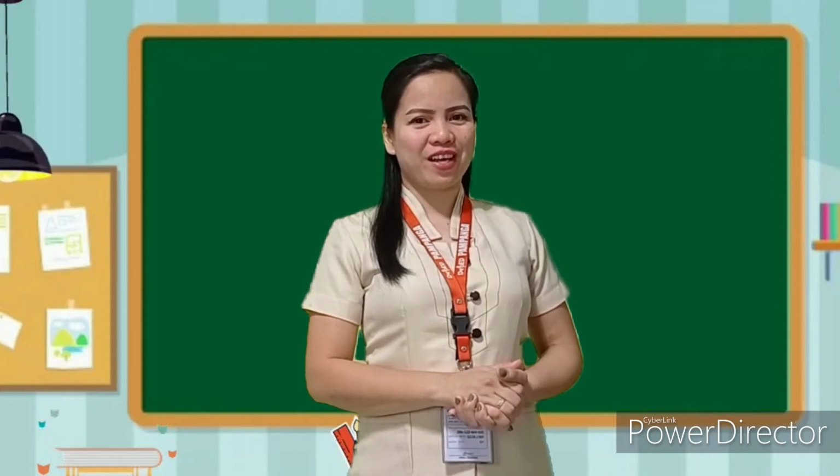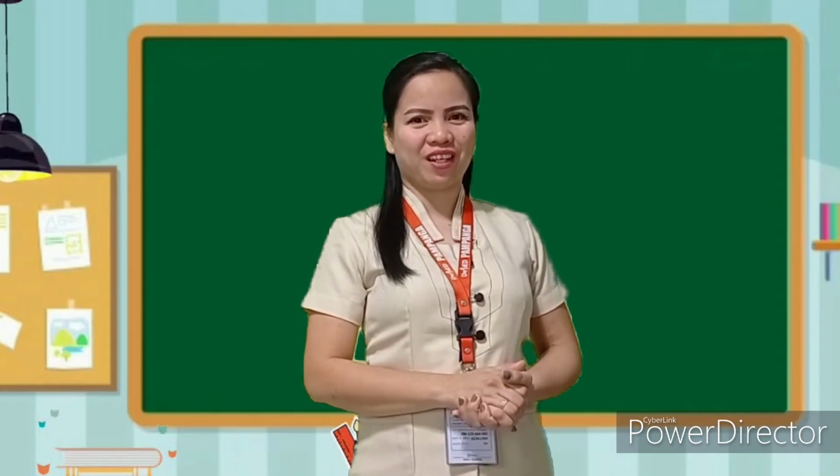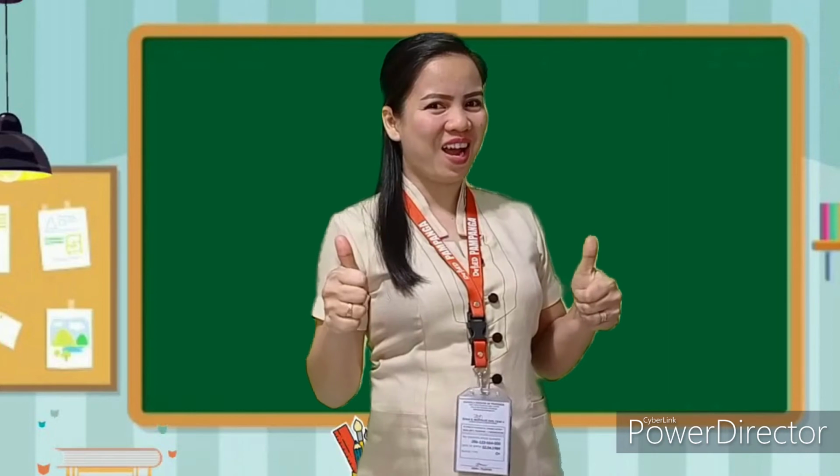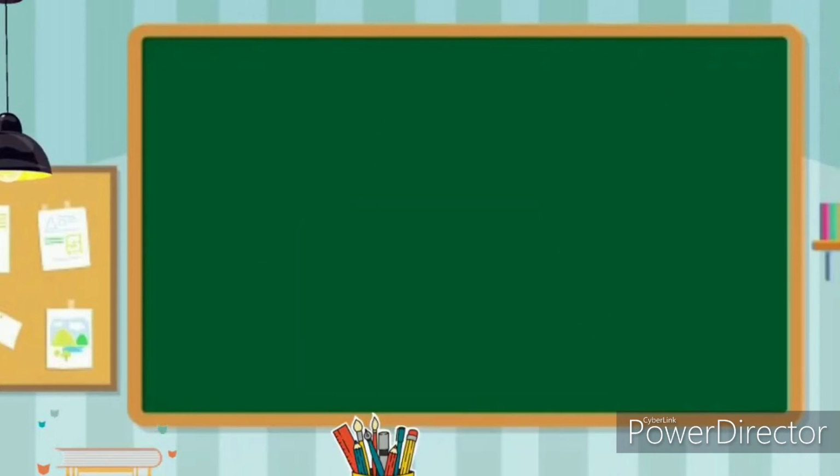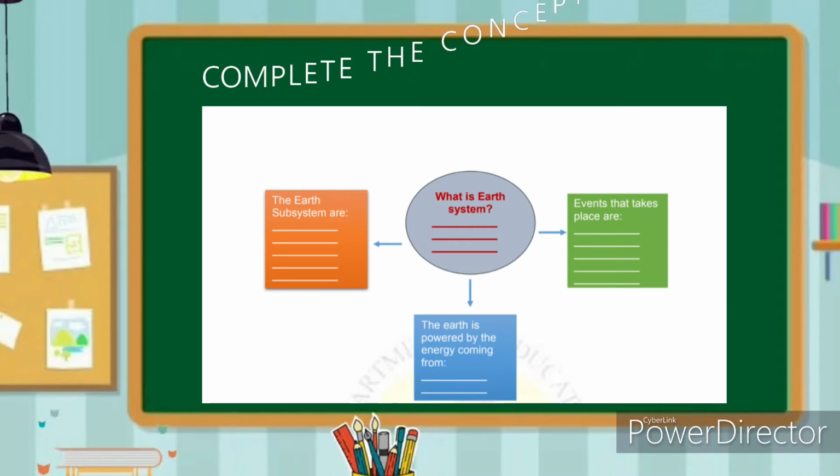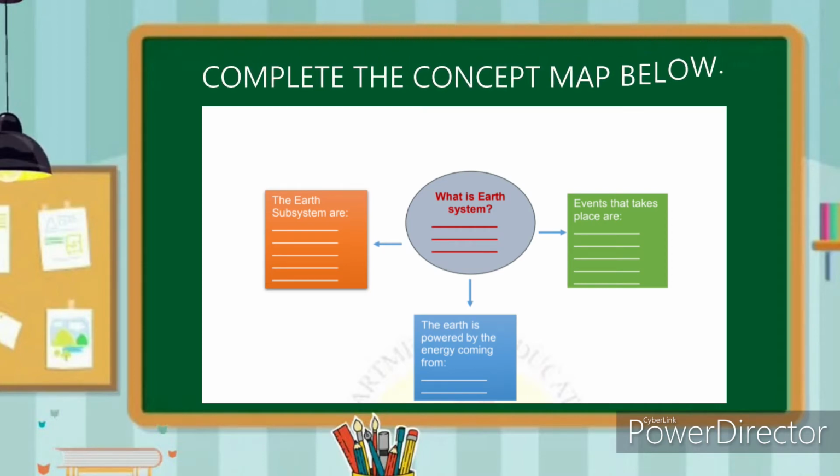Now, are you ready to work on your next activity? Alright, let's go! Complete the concept map by answering the following questions. What is the Earth system? The Earth subsystems, the events that take place, and the Earth is powered by the energy coming from what? Write your answers on your notebook.